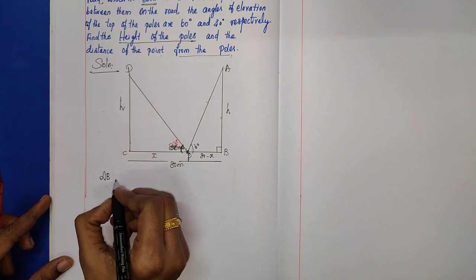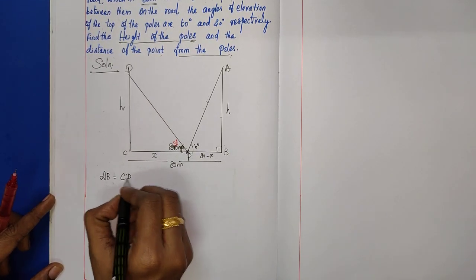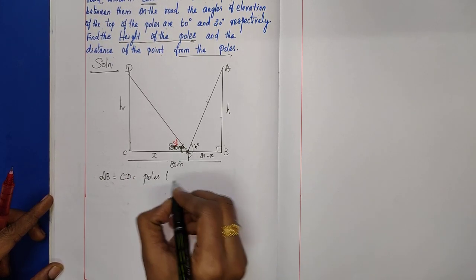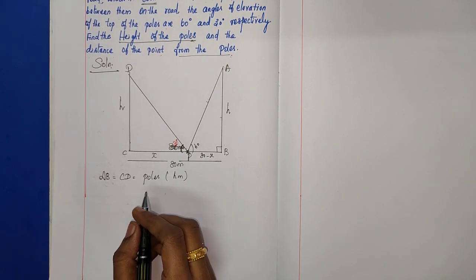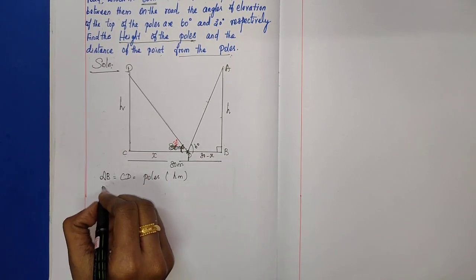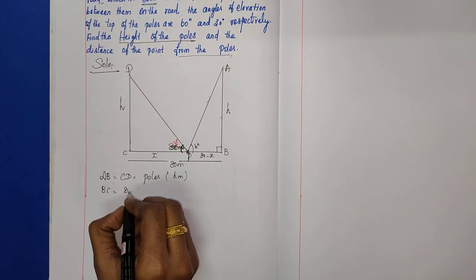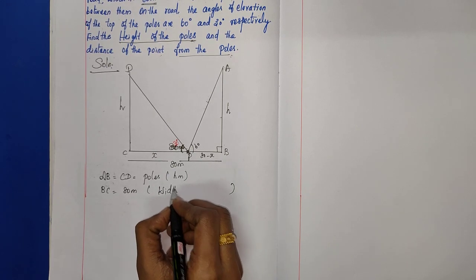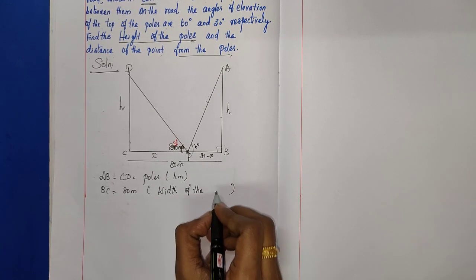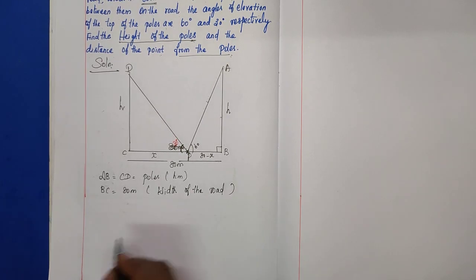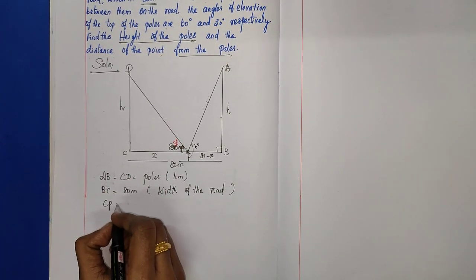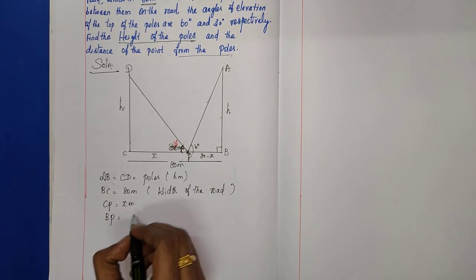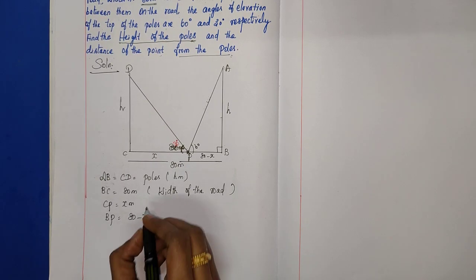Here AB and CD represent poles, that is H meter, and B to C is 80 meter wide. It's considered as the width of the road. And C to P is equal to X meter and B to P is equal to 80 minus X meter.